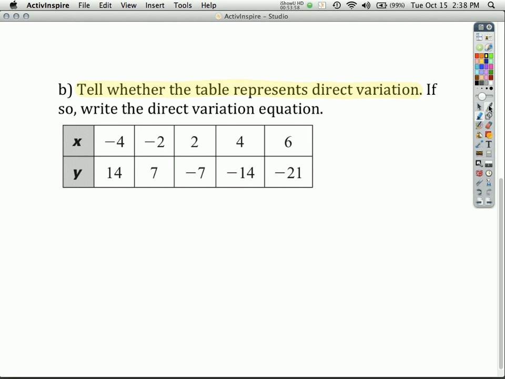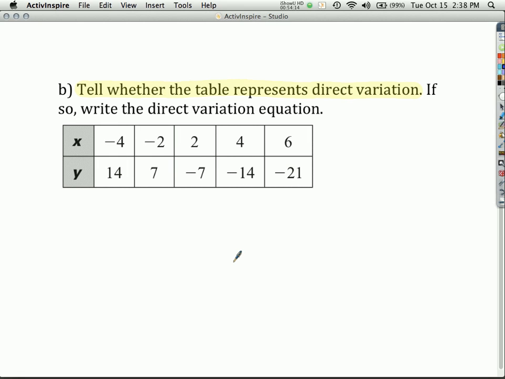There's a simple way to tell if something is a direct variation based on a table of data. We just have to find k. If k is the same for all of these points, then it's a direct variation. And so now we need to know who discovered the shortcut. What is the shortcut for finding out k? What's the shortcut? Davis?